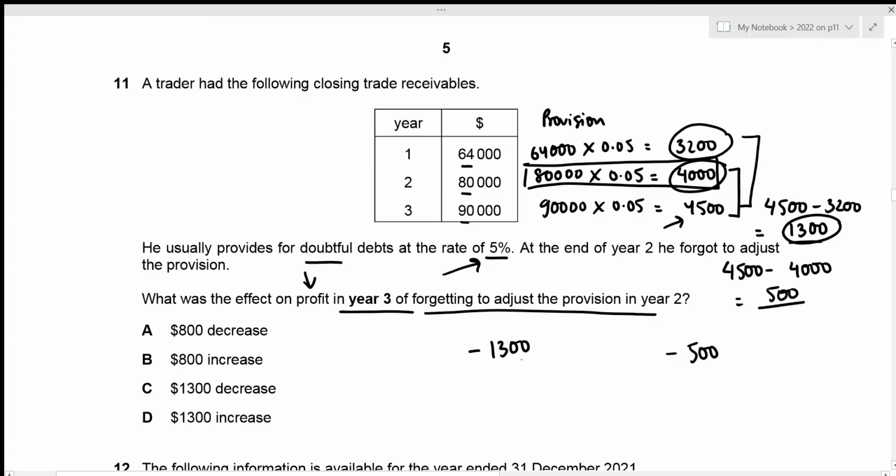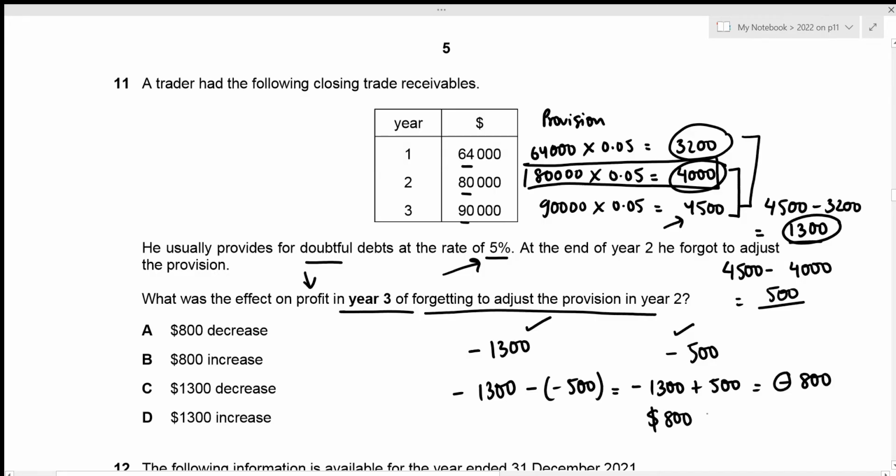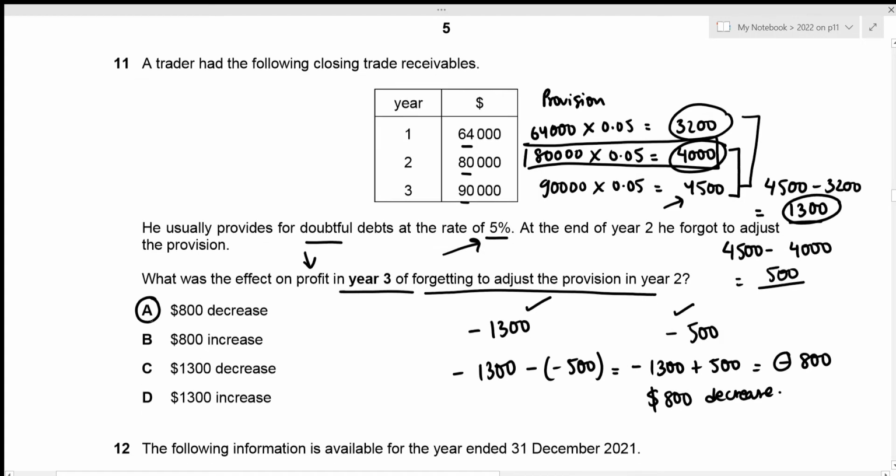Now, in order to figure out the effect on profit, we just subtract our correct entry from the incorrect one. And in this case, that will be negative 1,300 minus negative 500. So that's going to be negative 1,300 plus 500, which results in negative 800. So this negative represents a decrease, which means that the correct answer that we're looking for is 800 decrease. And this answer is given in option A, so that will be the correct answer. This concludes question number 11. We can now move towards question number 12.